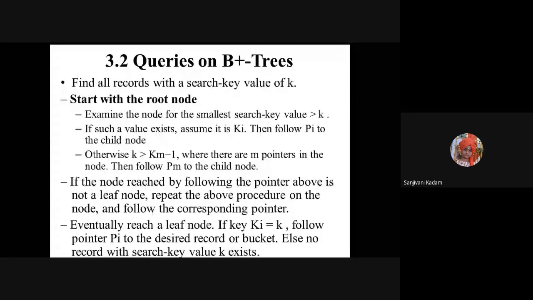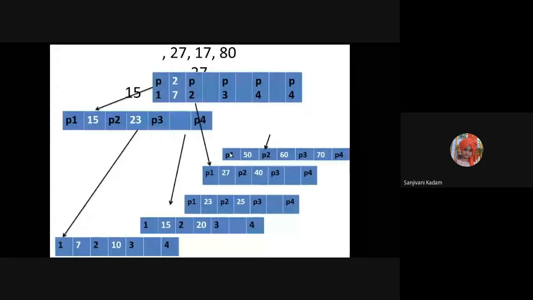Okay, let us read the next one. Eventually reach a leaf node if ki equal to k. Yes, it means redwood is found, so we will reach the leaf node and find that particular element. So that is how we are accessing it. So this was yesterday's example which we covered in insertion.